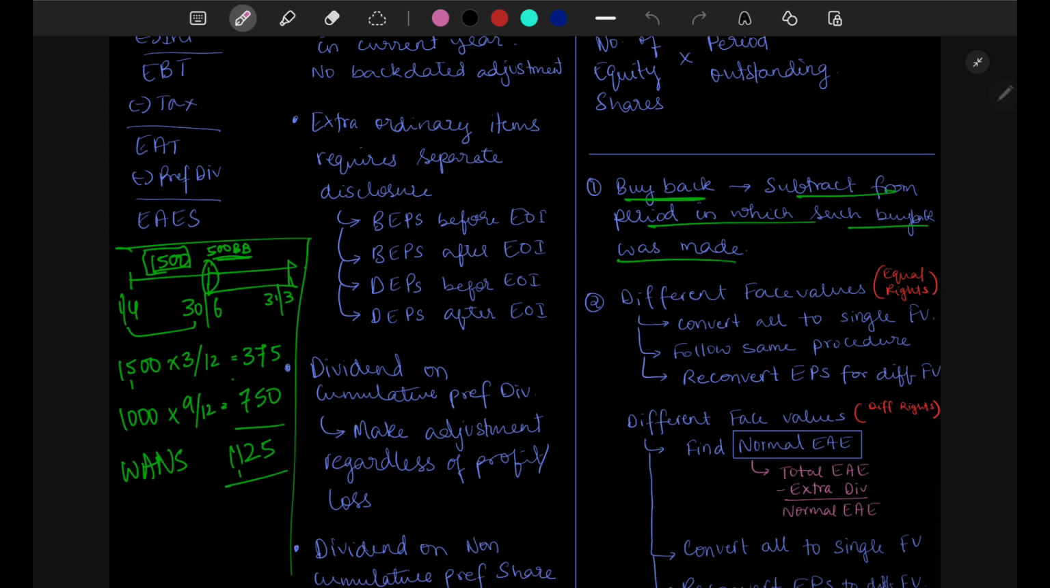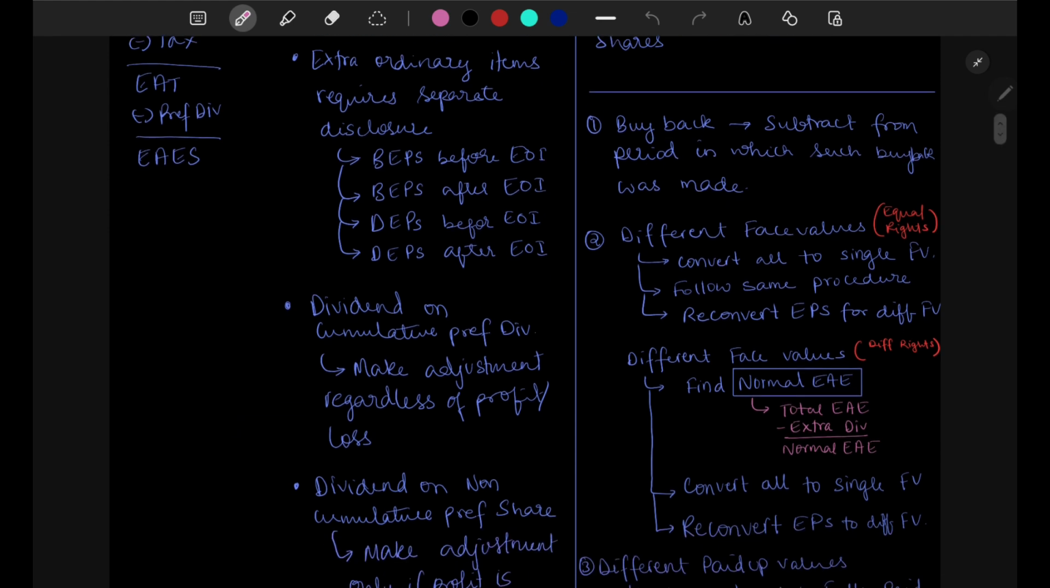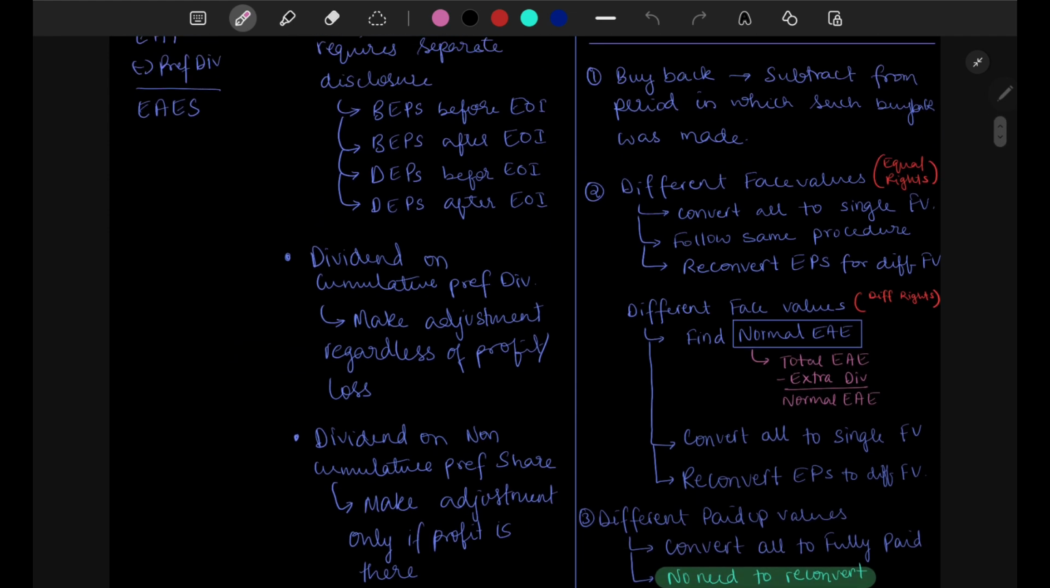I think that should be clear, in case of buyback, what should be done. It could be anywhere in between, so you just have to change the number of months. Okay, cool. Next we'll move on to the next adjustment.